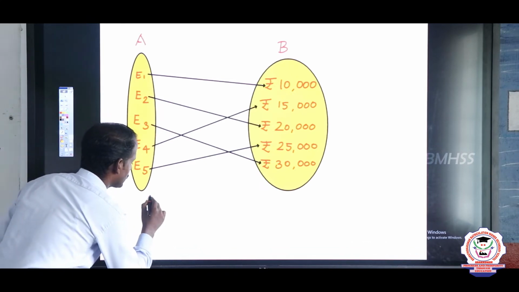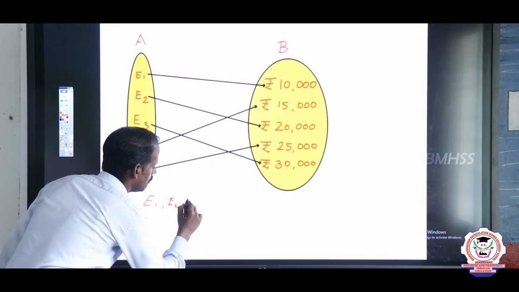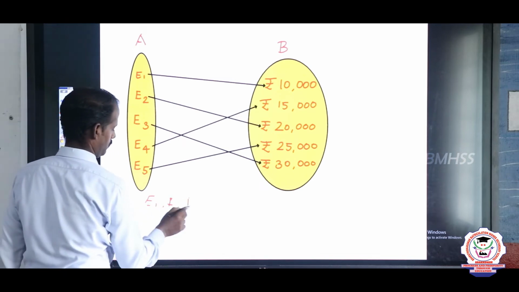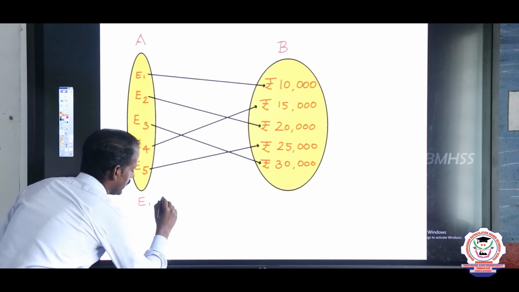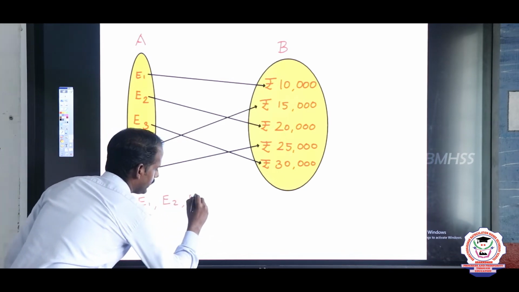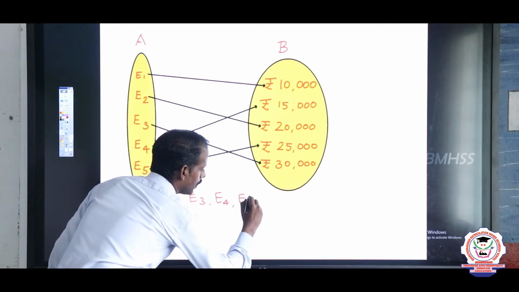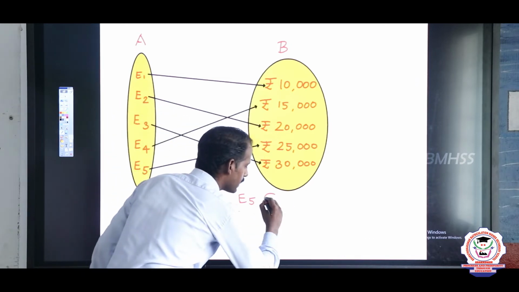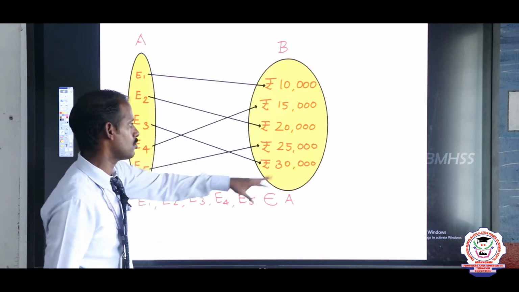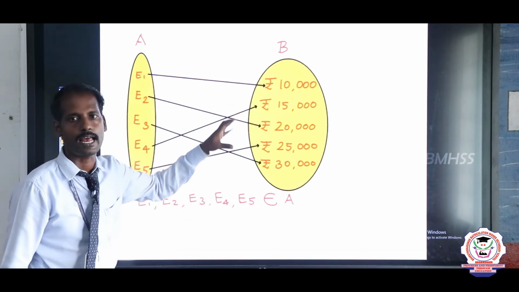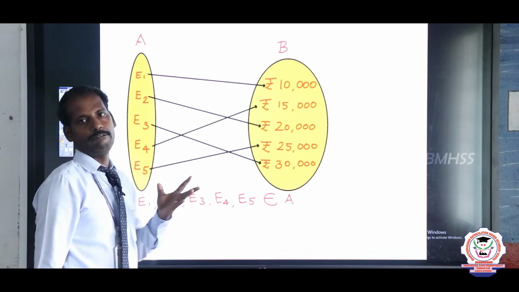So all the elements, that is E1, E2, E3, E4, E5, belong to the A set. Then here 10,000, 15,000, 20,000, 25,000, 30,000. So the 5 different salaries belong to the B set. So it is called a function.